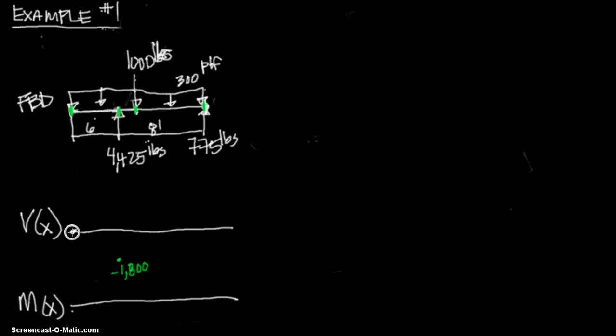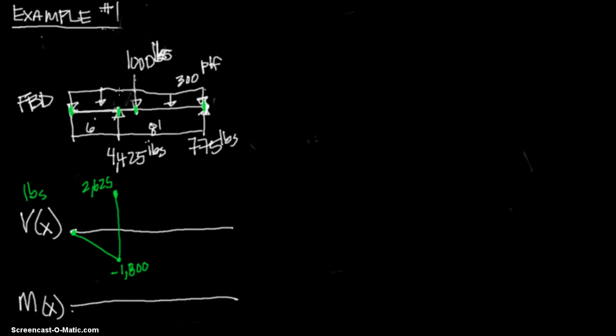And it goes from this point, which we knew the shear at the end was 0. Now it goes up from the reaction 4,425. So we're going to add 4,425. We get 2625. So let's say it's about right here. 2,625, that's pounds. I'm not going to label it. This is in pounds. And then we're up here.